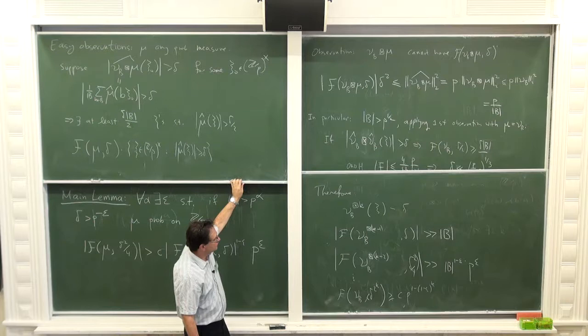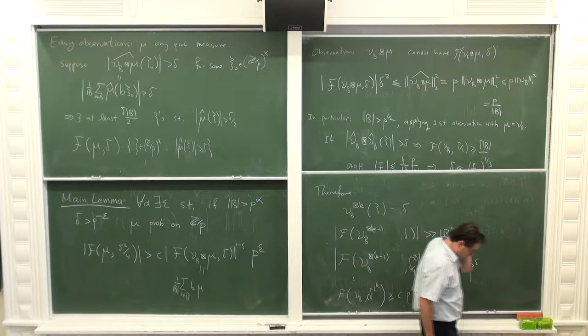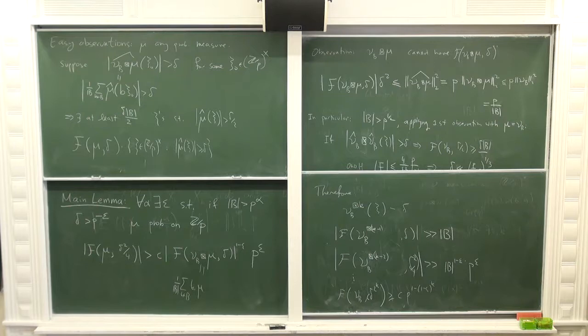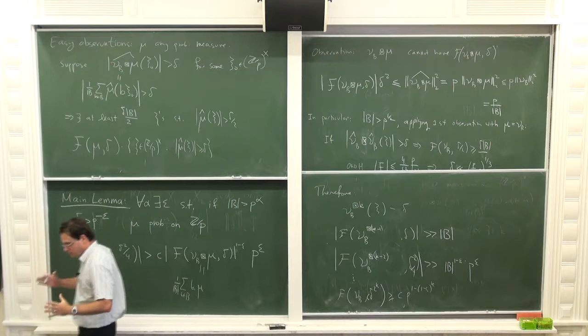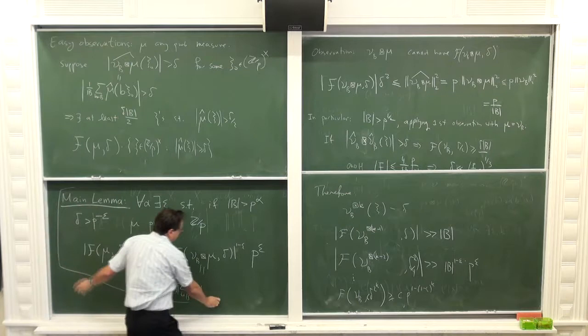It's not really used, but certainly in what I said so far, nothing has been used. Here, there's some. So far, what I said was sort of smooth, soft. This lemma is where the combinatorics come in, right? This is the heart of the math.